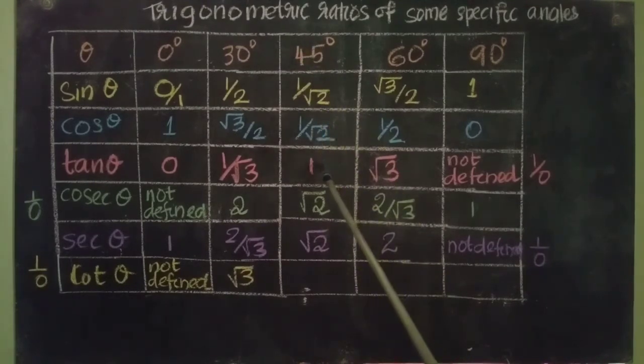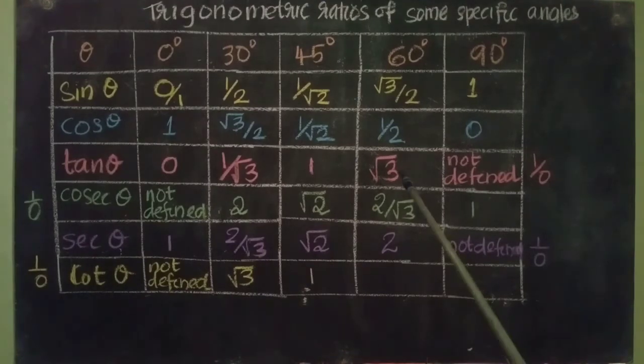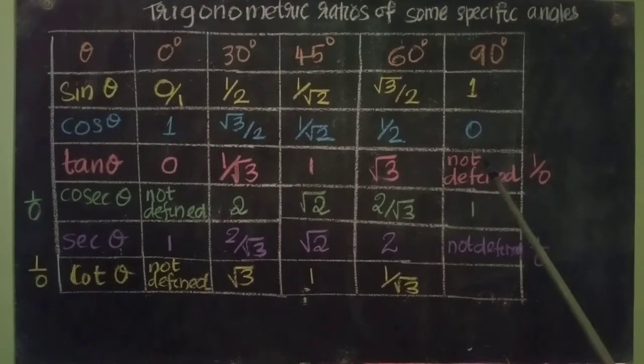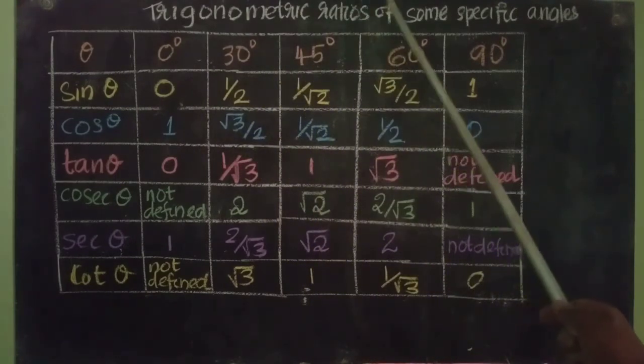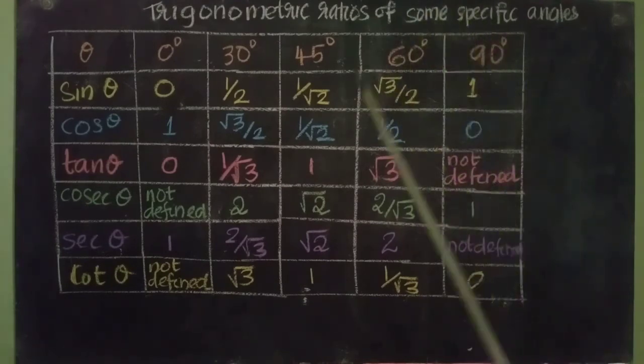Next, tan 45 equal to 1. Its reciprocal also equal to 1. Next, tan 60 equal to root 3. Its reciprocal is 1 by root 3. Next, tan 90 is not defined. That means it is 1 by 0. What is its reciprocal? It is 0 by 1. What is 0 by 1? It is 0. So, we completed all the trigonometric ratios of specific angles. Let us repeat it once again.